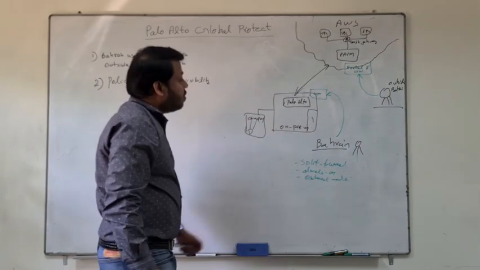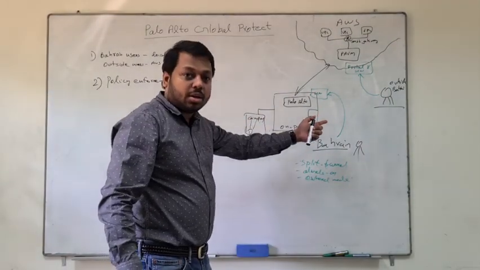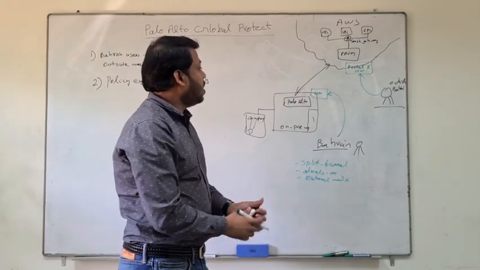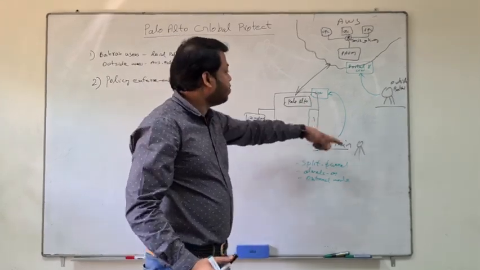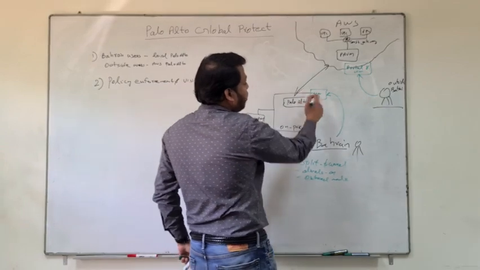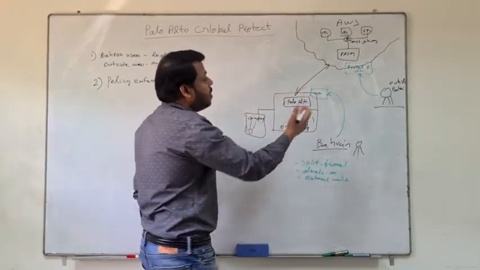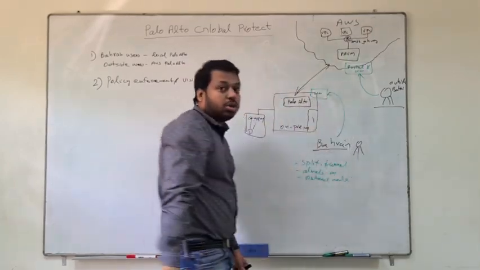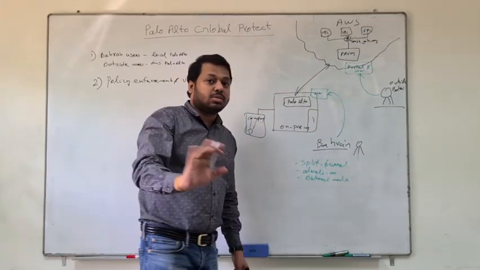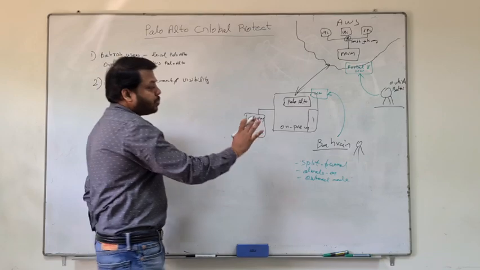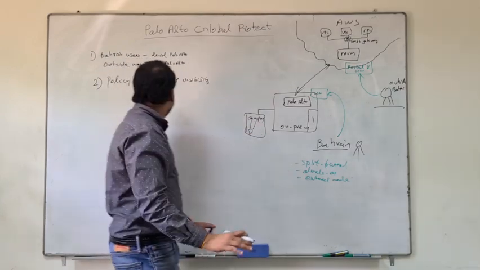So what will happen? Whenever the user tries to connect to the network itself, it will try to connect to GlobalProtect, and all the traffic will come either to HQ or to the AWS, so that they will have full visibility of the user traffic, and the user will not be able to access anything via the local network connectivity.